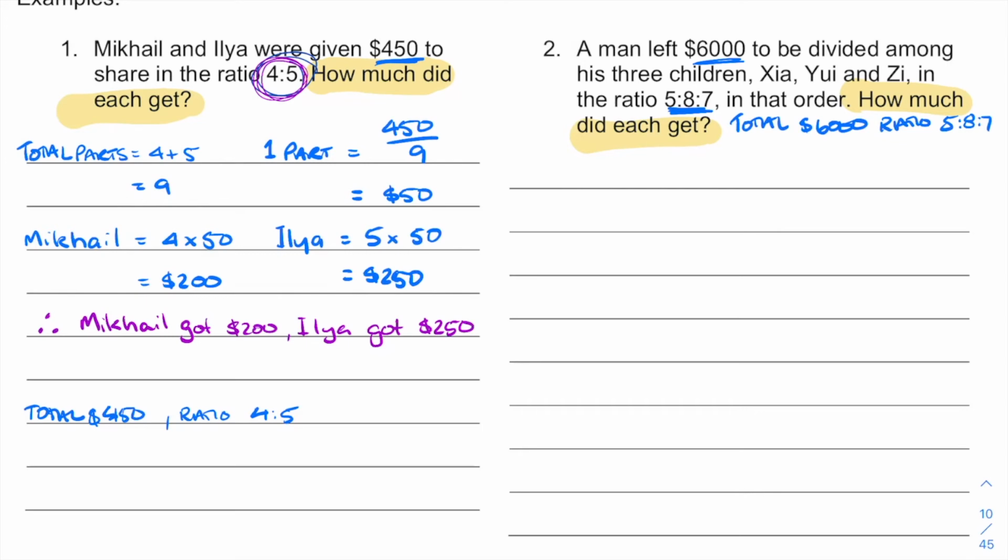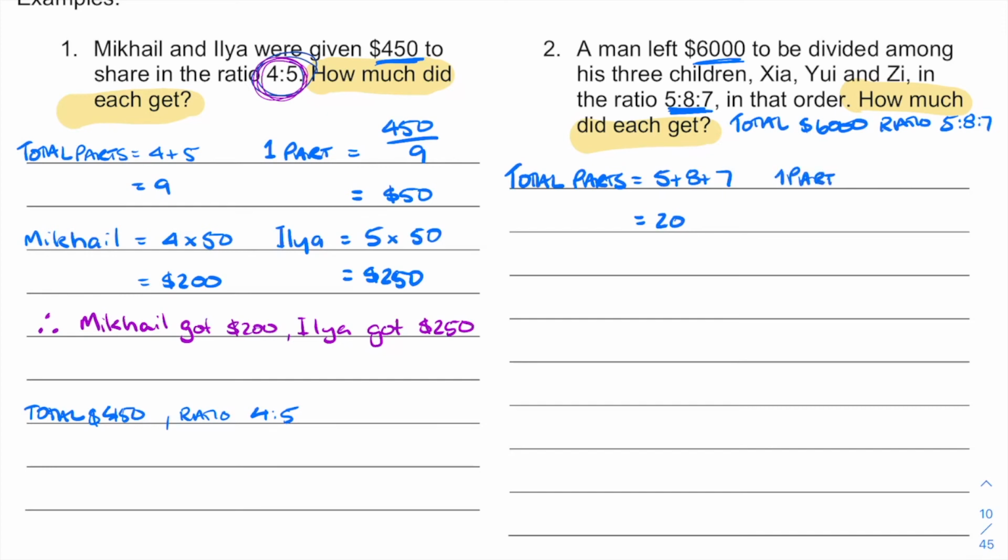Okay, so let's look at the total parts. Total parts, well, that's going to be 5 plus 8 plus 7. And if you're adding that up at home, we're going to get 20. Okay, that's going to be 20. The one part, which is our next bit, and I've just marked that up just a little bit.